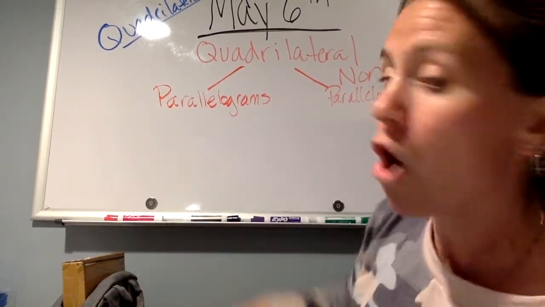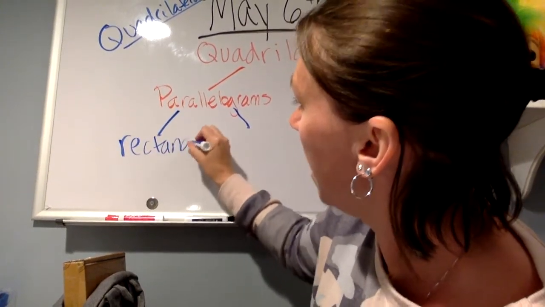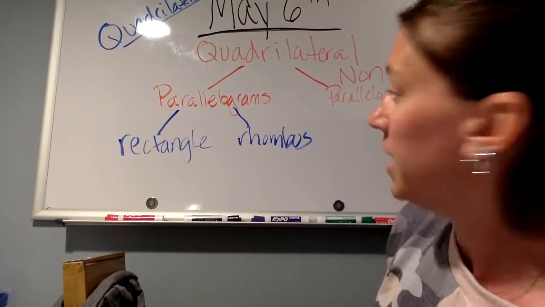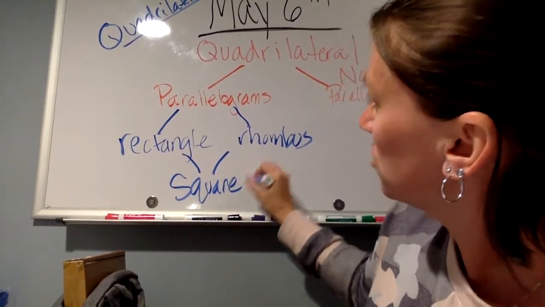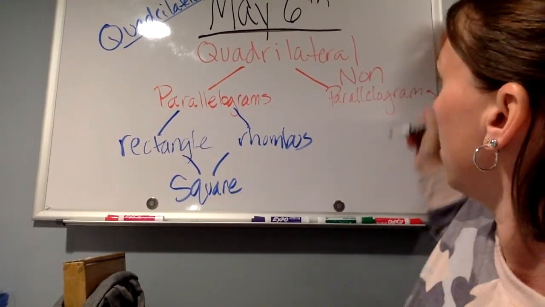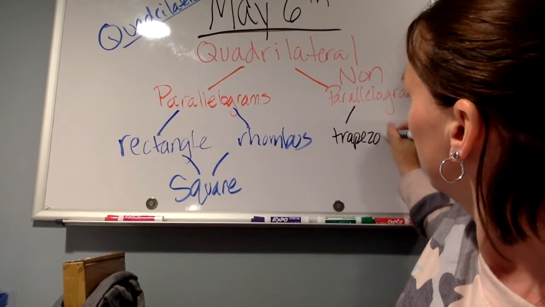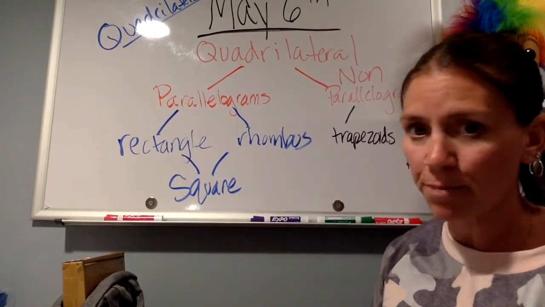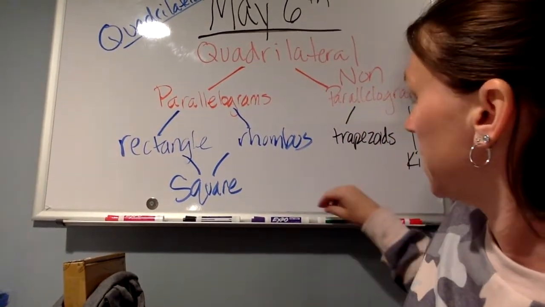So the ones that are parallelograms are rectangles and rhombuses. So the two R's. That makes it really easy. Okay? Down below them is your square. So all of these things are parallelograms. On the other side over here, we have trapezoids and we have kites. Okay? They're not parallelograms. So some people get confused. This is confusing stuff. I understand that.